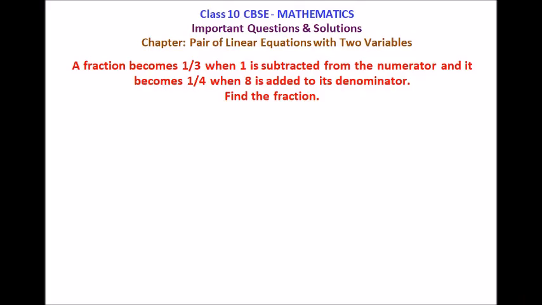Welcome back once again. Today we are discussing class 10 CBSE Mathematics important questions and solutions and the chapter pair of linear equations with two variables. The question is: a fraction becomes 1 by 3 when 1 is subtracted from the numerator and it becomes 1 by 4 when 8 is added to its denominator. Find the fraction.